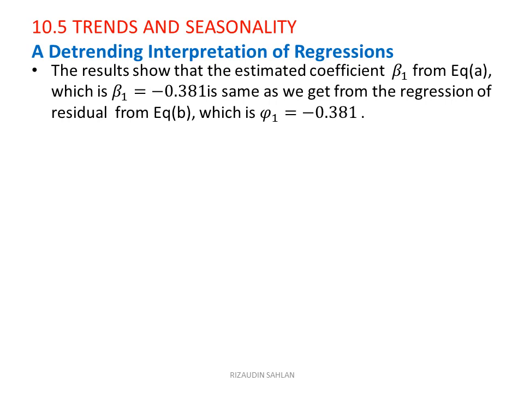The results show that the estimate of coefficient beta 1 from equation A, which is beta 1 equal to negative 0.381, is almost the same as what we get from the regression of the residuals from equation B, which is pi 1 equal to negative 0.381.